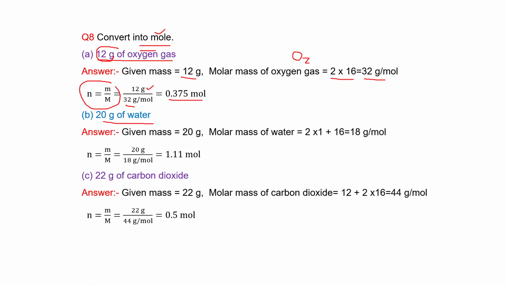20 gram of water. Given mass is 20 gram and molar mass of water is 18 gram per mole. Use the formula. Put the value, 20 gram divided by 18 gram per mole. This is 1.11 mole. 22 gram of carbon dioxide. In this case, given mass is 22 gram and molar mass of carbon dioxide is 12 plus 2 into 16, 44 gram per mole. Use the formula, put the value, 22 gram divided by 44 gram per mole, and this is equal to 0.5 mole.